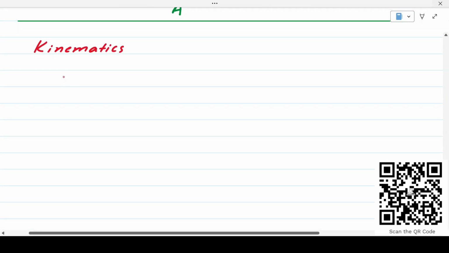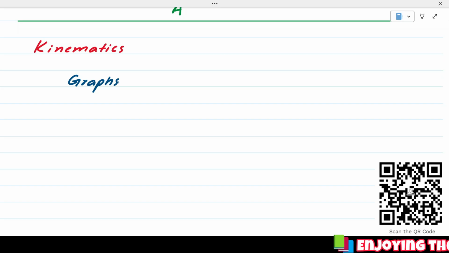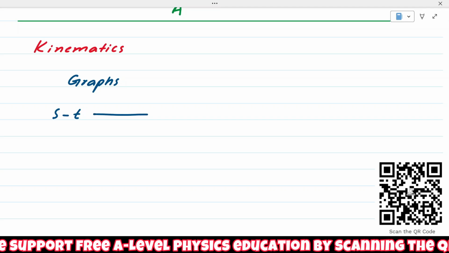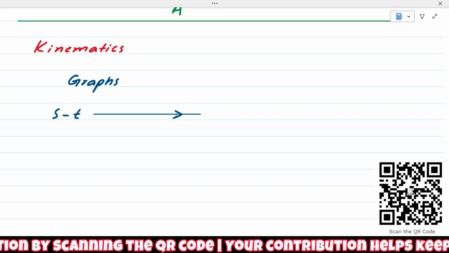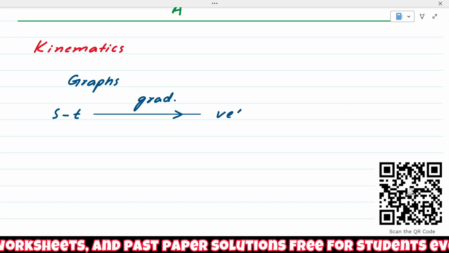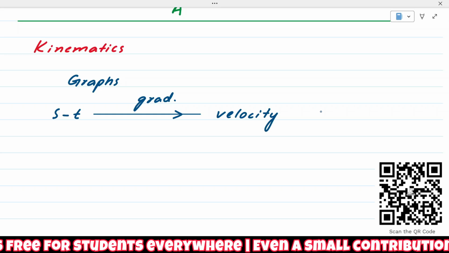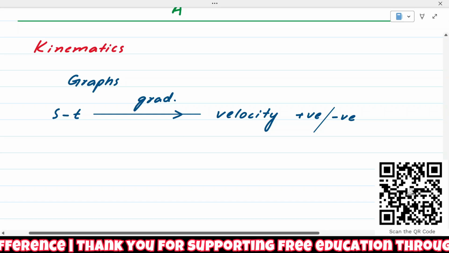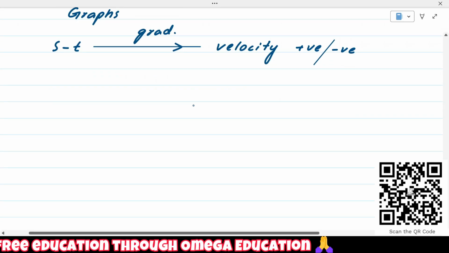For all the questions, I know the chapter is quite lengthy, so we'll have to just go through some of the important pointers. For all the questions related to graphs, usually the questions are advanced. If you're provided with a displacement-time graph, then the gradient of that graph gives you velocity. The velocity could be positive, could also be negative. If the gradient is positive, velocity will be positive. If the gradient is negative, the velocity would be negative.